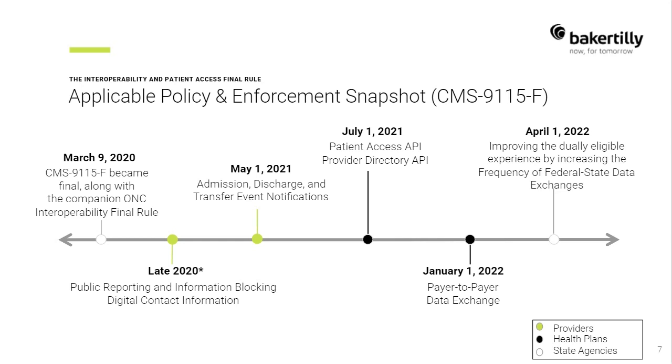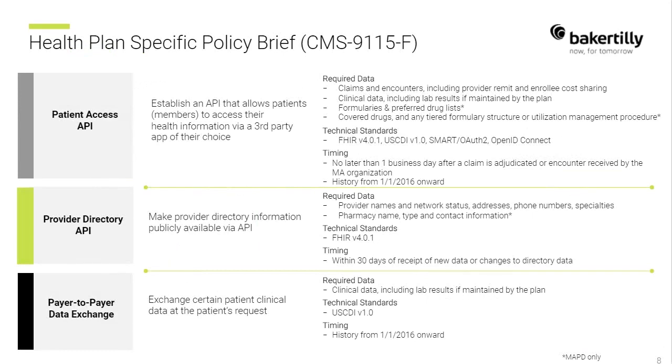The 7th component of the interoperability and patient access final rule is actually focused on improving the dually eligible experience. And they have updated the requirements for states to exchange certain enrollee data for individuals that are dually eligible for Medicare and Medicaid from monthly to daily to improve the overall Medicare, Medicaid dual beneficiary experience. And so to drill in a little bit further on what each of these rules require specifically for health plans, I'll talk through each of these a little bit further, and then I'll pass it along to Brad to cover some of the provider focus policies in a little bit more detail.